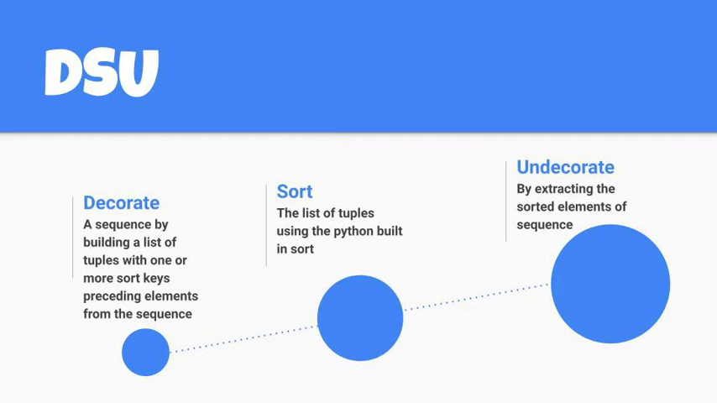What decorate does is that it creates a sequence of lists of tuples with one or more keys that are sorted by the sort function, which are preceded by the elements from the sequence. The sort function, as we told earlier, just sorts or lists the tuples or the keys of the tuples in Python, and the undecorate function lastly just extracts the sorted keys from our function.